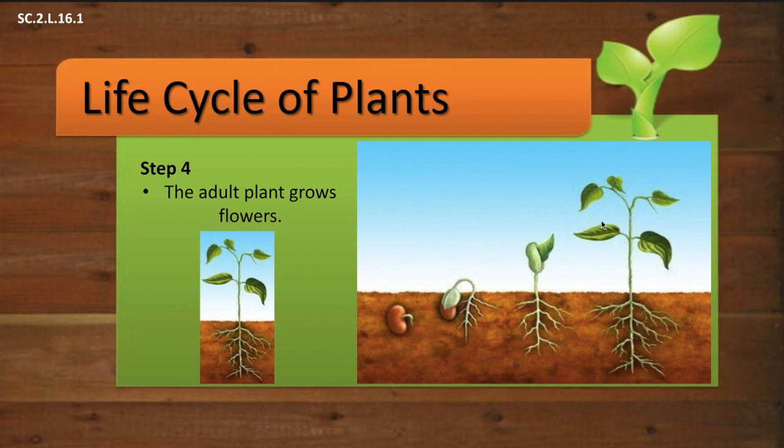And step 4, the adult plant grows flowers. So we have our roots at the bottom and our adult plant up here. We see the leaves and some flowers will grow as well.